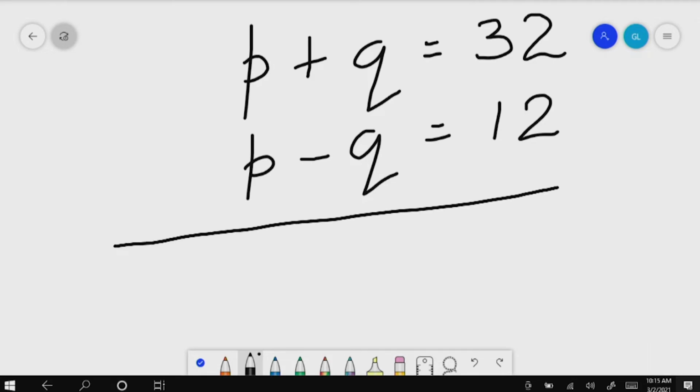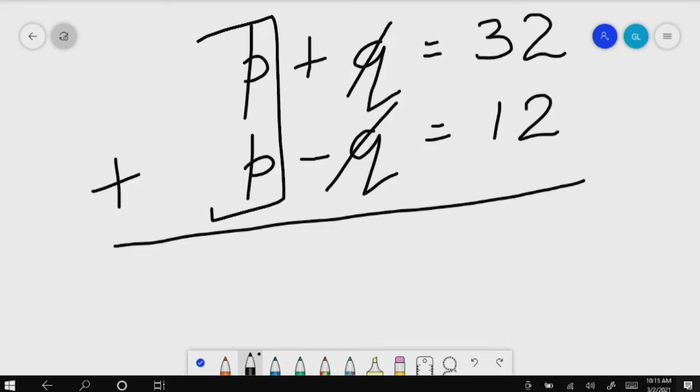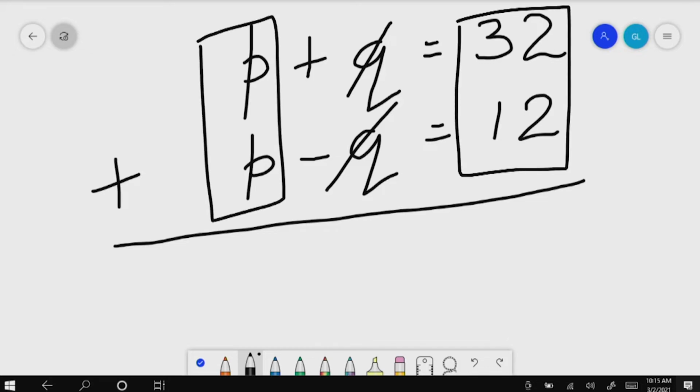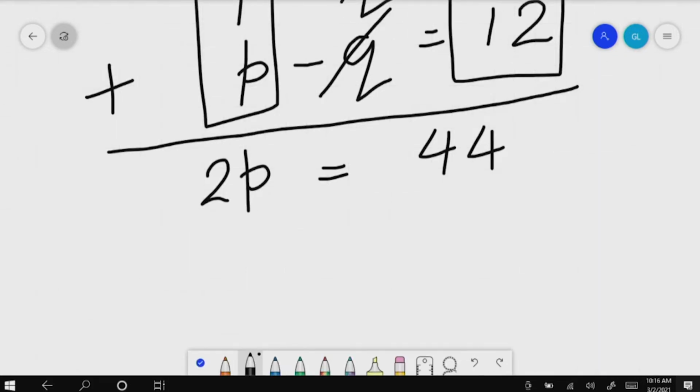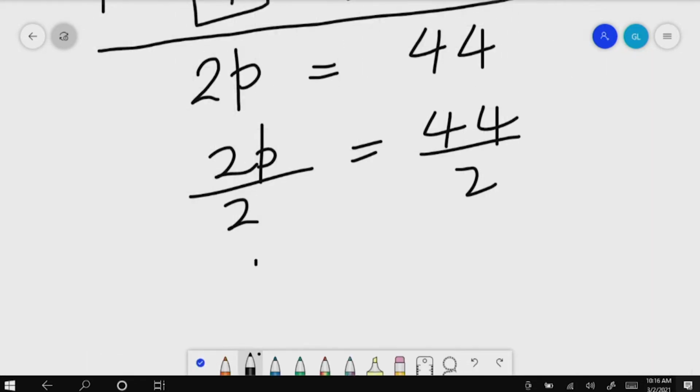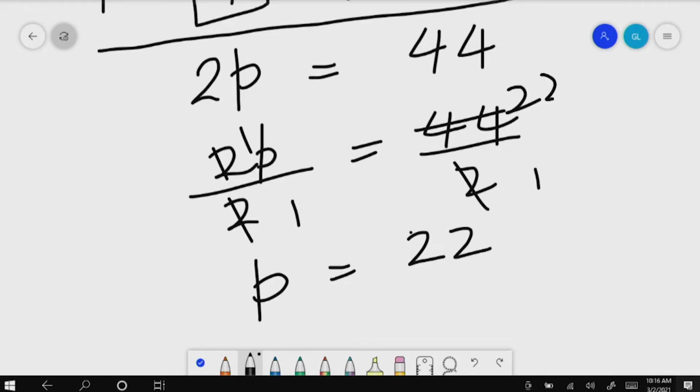When we look at the two equations here, if we add these two equations, a positive P goes out with a negative P, and what remains is these values here. If we were to add them, we would have 2P gives us 44. In balancing this equation, 2P, where the value of 1P would have been 22.